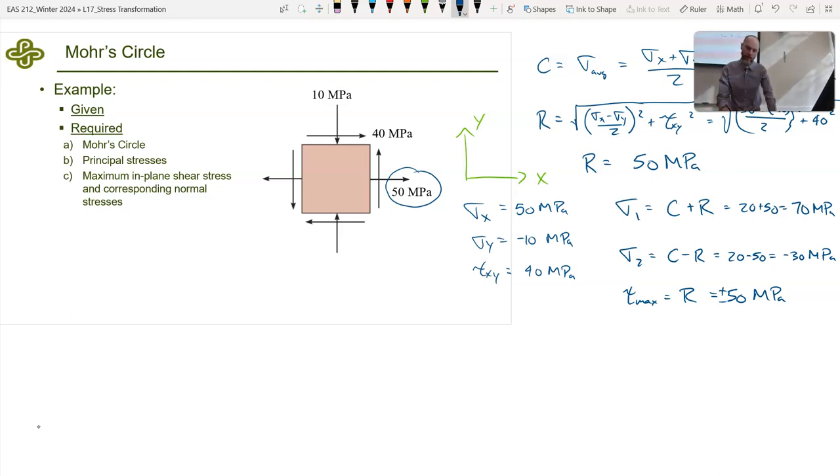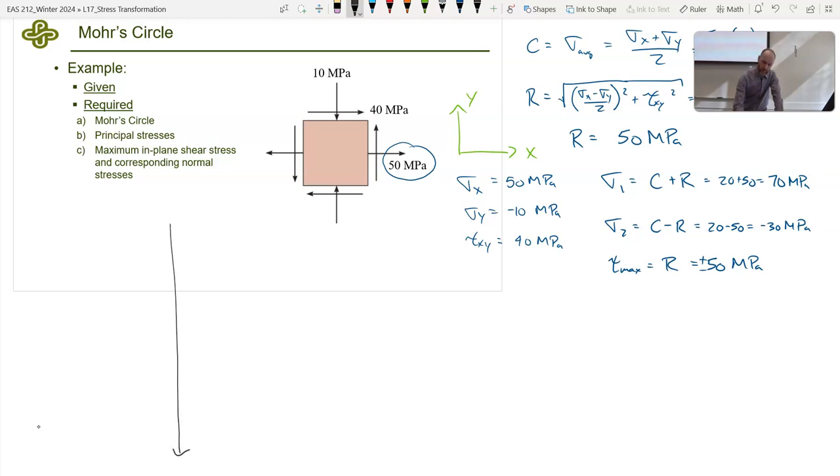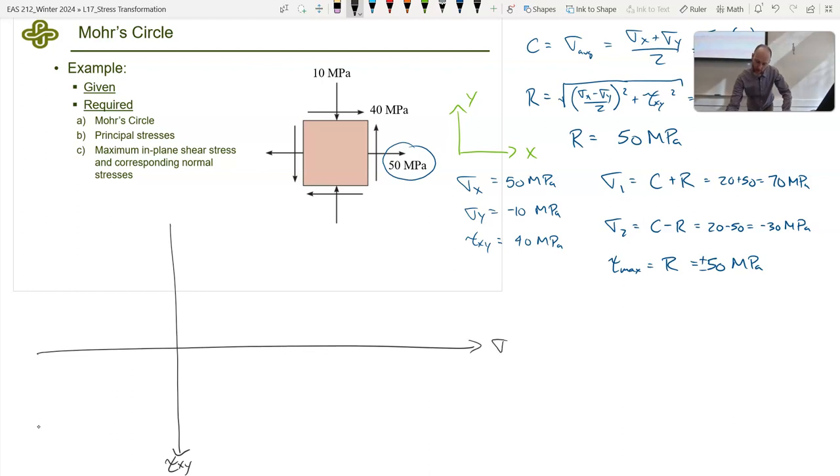So let's go ahead and look at a plot of this. I take my vertical axis, and to help me remember that positive tau xy is in the downward direction, I usually draw my arrow pointing down, and then my sigma x equation there. And I guess officially these are sigma x prime and tau xy.